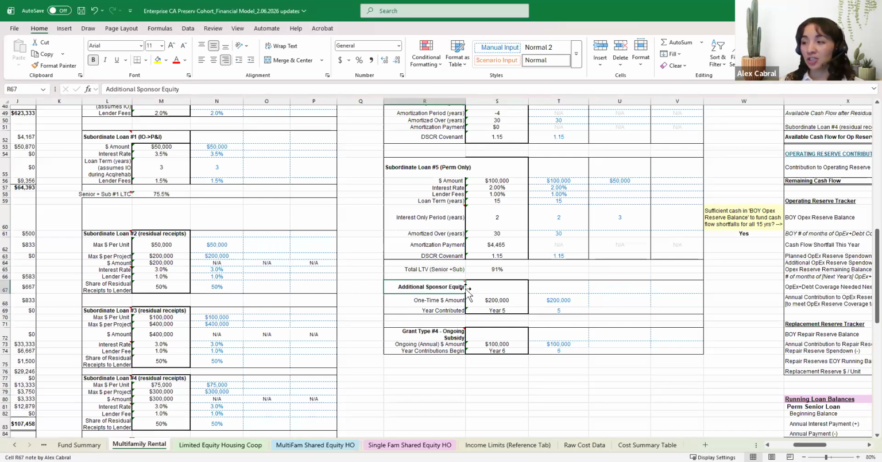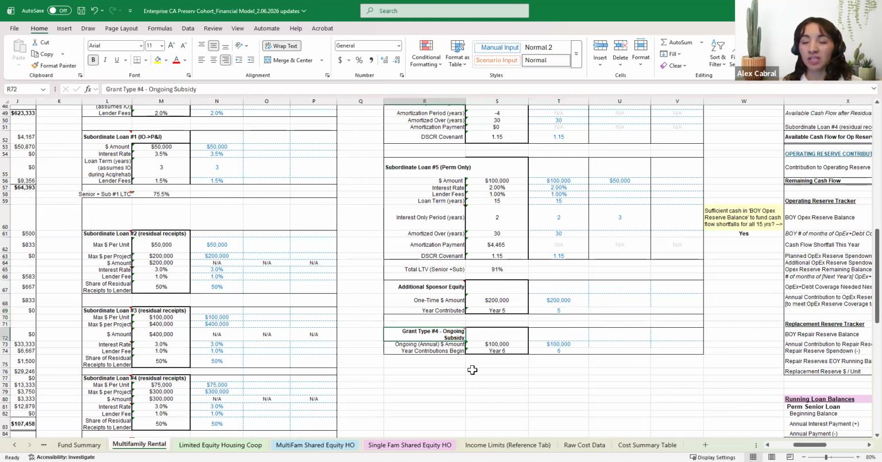So here's additional sponsor equity. This is a one-time infusion of cash. It's not repaid, so it would kind of be like a grant, and it happens in the year of your choosing. So here we have year 5, which I'll show you where it appears in a second.